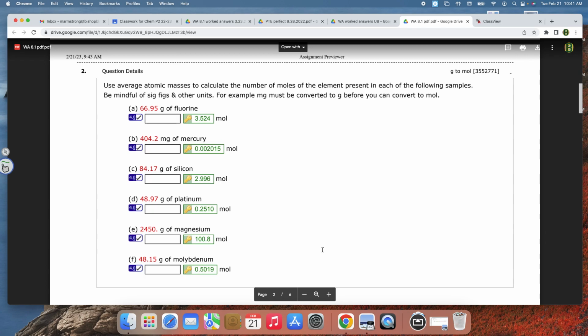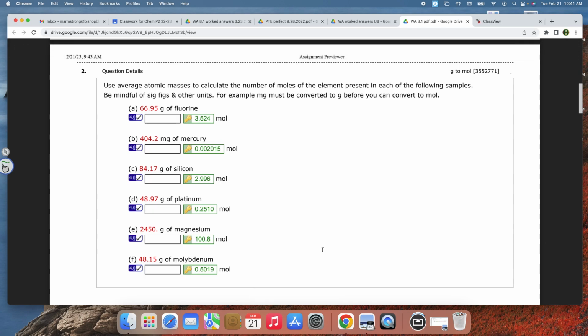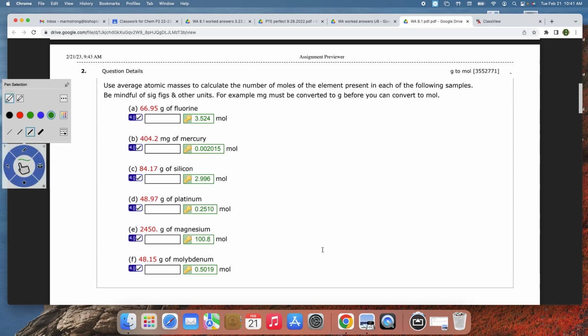Use average atomic masses to calculate the number of moles of the element present in each of the following samples. Be mindful of sig figs and other units. For example, milligrams must be converted to grams before you can convert to moles. So the very first one is 66.95 grams of fluorine, and we are trying to go to moles. So we'll write 66.95 grams of fluorine, and it's just F.